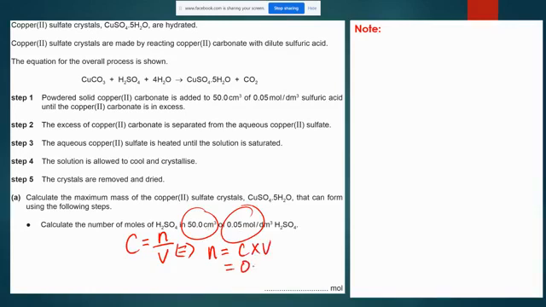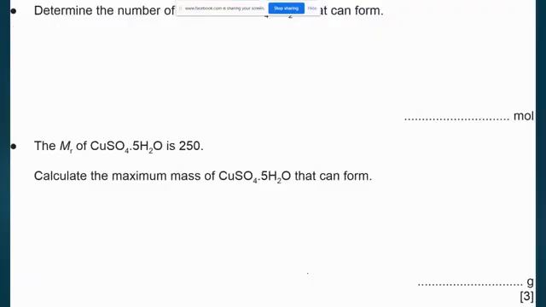The concentration is 0.05 and the volume of solution is 50 cubic centimeters. Remember, the volume of solution must be in cubic decimeter. So it must be divided by 1000. 0.05 times 50 divided by 1000. The answer is 2.5 times 10 to the power of minus 3 moles. Next.